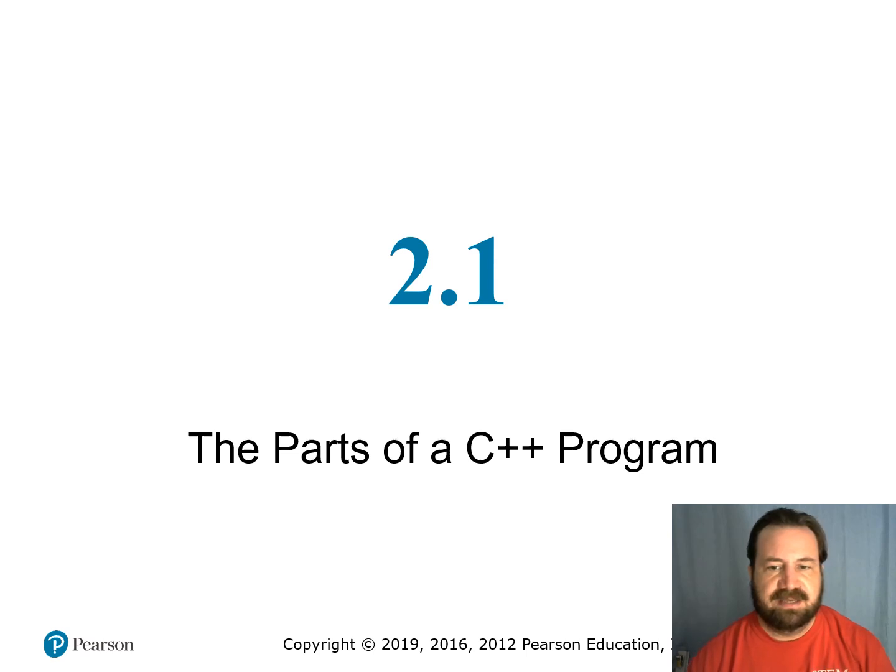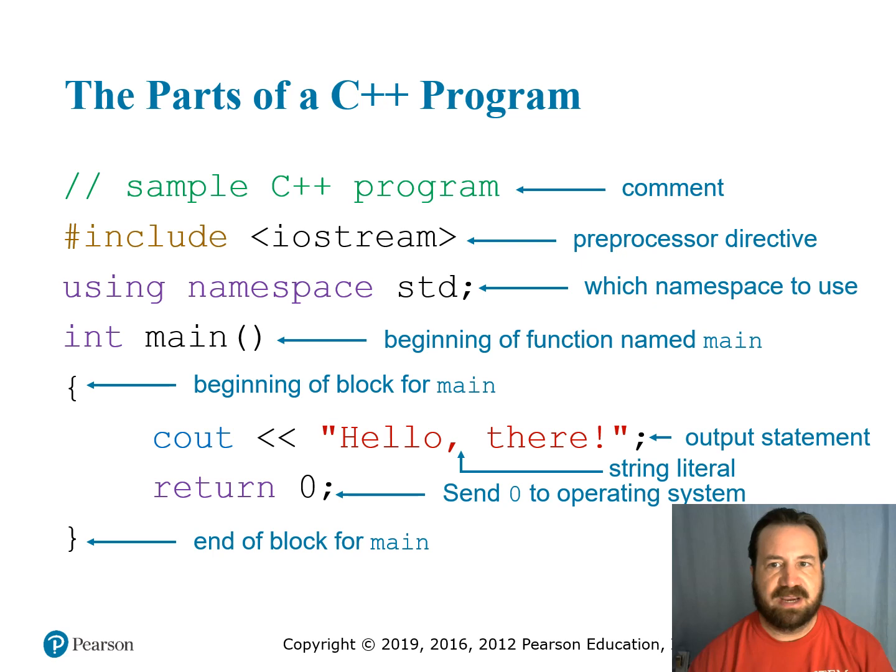All right, the parts of a C++ program, the anatomy of a program. You have a lot of things that you can include in a C++ program. You can include comments, preprocessor directives. You can define namespaces and use them. And you can define a function. The essential piece of any C++ program is a function.